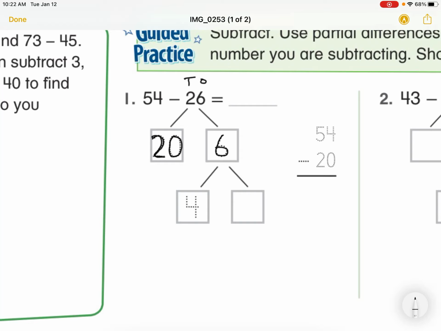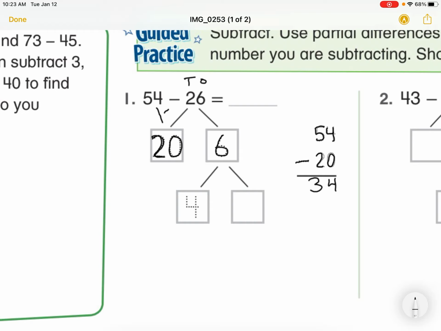So my first part, the two numbers that I need to subtract first, after doing that step, is subtracting 54 minus 20. It's over here for us. 54 minus 20. So let's go ahead and solve that. 4 minus 0 equals 4. 5 minus 2 equals 3.